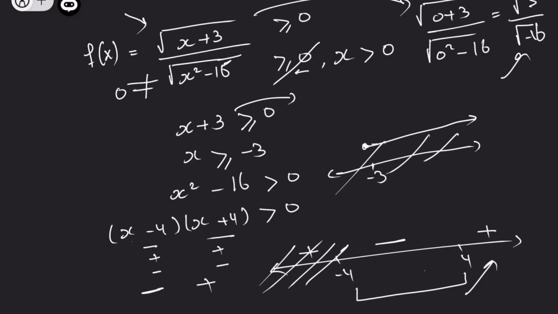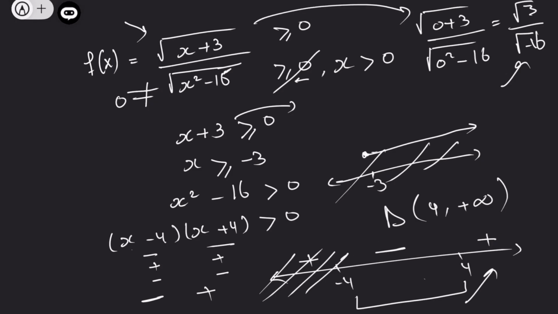Okay, so my domain, I'm going to write it like this. My domain will be all the values from 4 till positive infinity. Am I going to include number 4? No, we are not going to include number 4, because if I replaced 4 here, it's going to give me 0, and this is undefined. Okay, so this is our lesson for today.